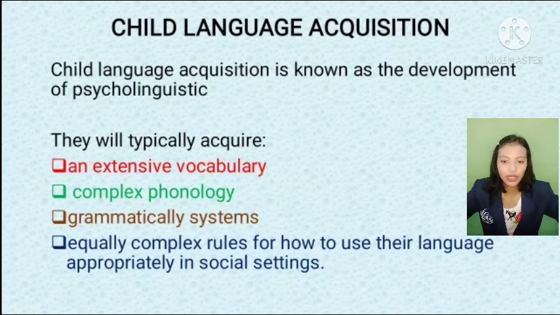Now, I want to explain about child language acquisition. Child language acquisition is known as the development of psycholinguistics. They will typically acquire, first, an extensive vocabulary; second, complex phonology; third, grammatical systems; and last, equally complex rules for how to use their language appropriately in social settings.